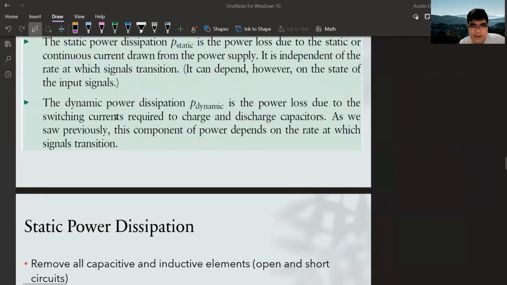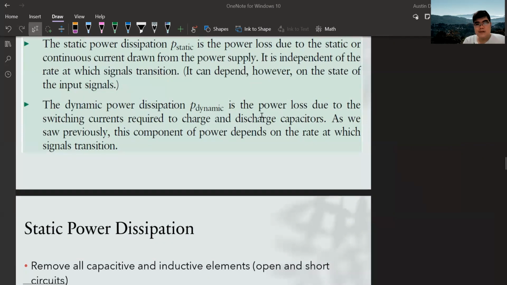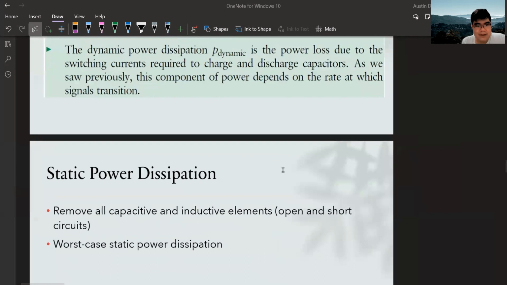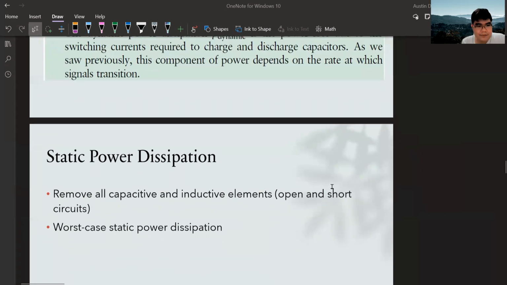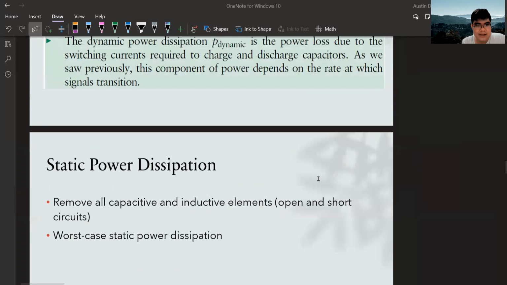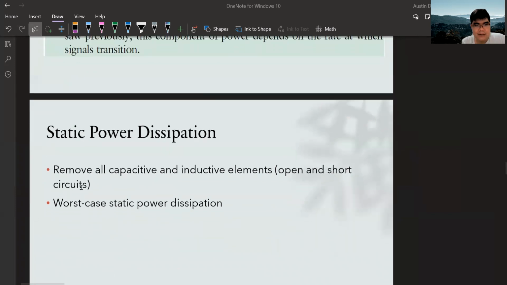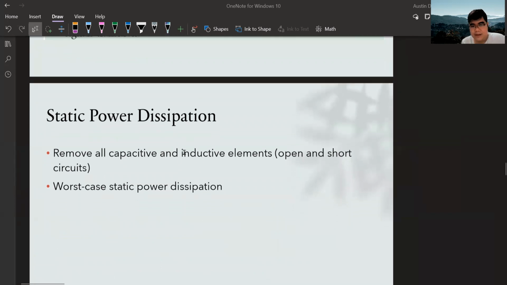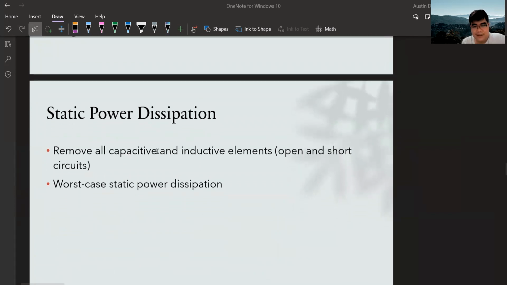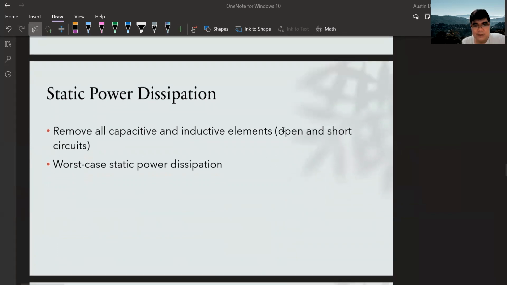So, yung dynamic naman is the power loss due to the switching currents. Kapag nagdi-discharge and charge ka ng capacitors or inductors in any case. Okay. So, sa static power dissipation natin, usually ginagawa natin para makuha ng static power dissipation is we remove all capacitive and inductive elements. So, yung capacitors, gagawin mo siyang open circuit. Tapos si inductive naman, gagawin mo siyang short circuit or just wire.